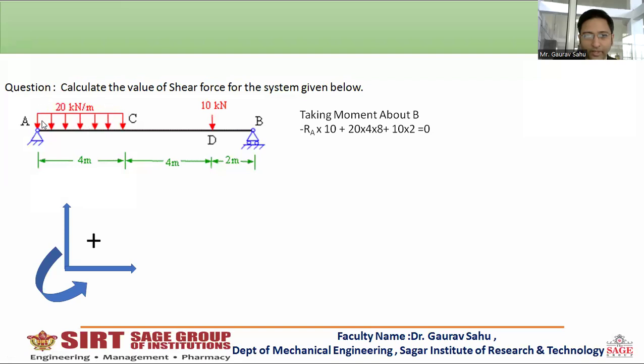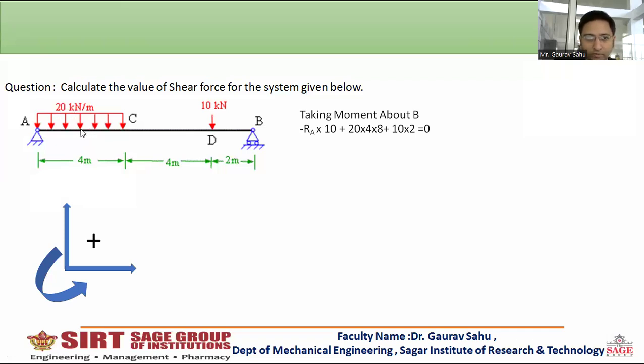20 kilonewton per meter. Firstly, we have to convert this UDL into a point load by multiplying with the distance over which the UDL is spread, 20 into 4. The rule of converting a UDL into a point load is that after conversion, the point load acts at the midpoint of the span of the UDL. So the span of the UDL is 4 meters, so at 2 meters we will apply the point load after converting 20 into 4.